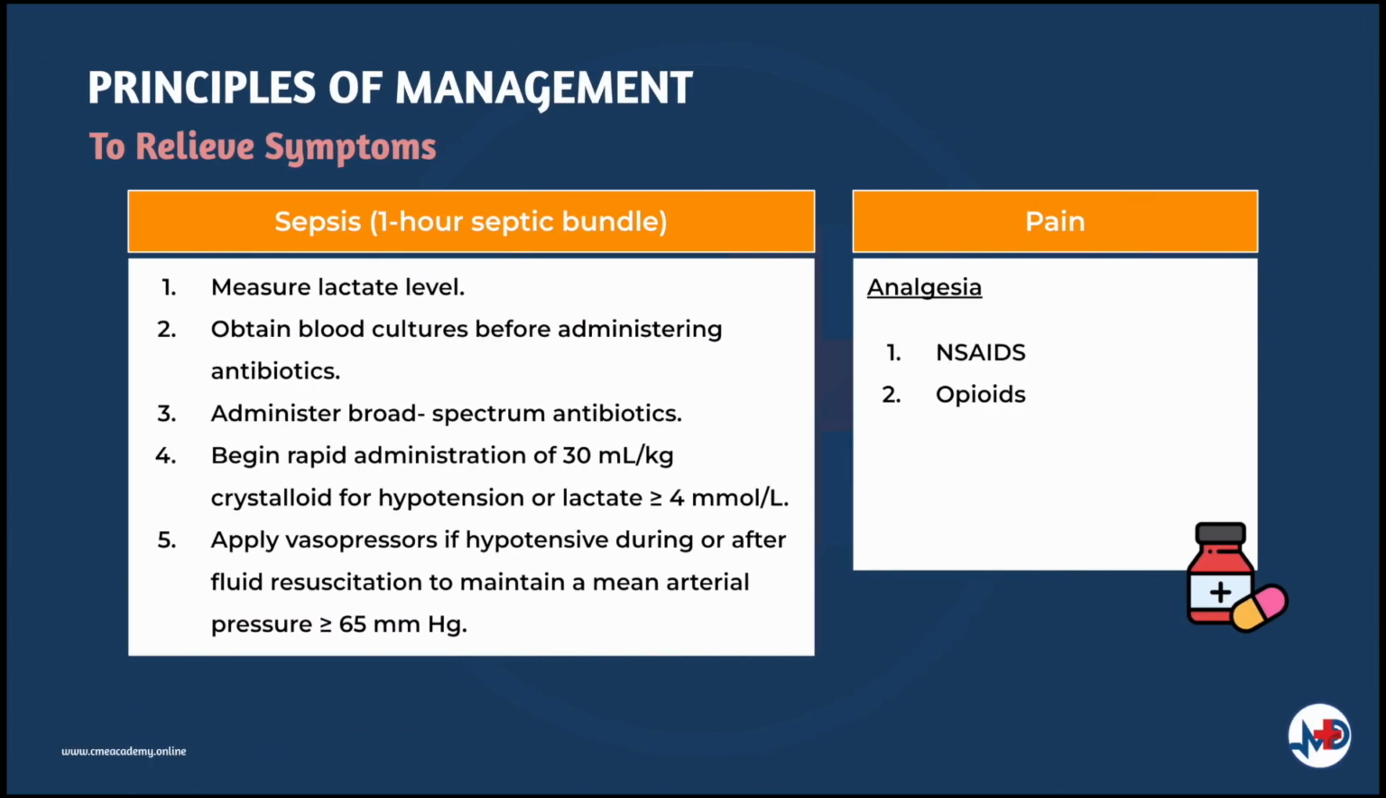Now, we are going to talk about the principles of management. First, we would talk about how we would relieve the symptoms. As patients might present with complications such as sepsis or septic shock, it is important for the physician to activate the 1-hour septic bundle protocol as soon as sepsis is detected. For patients who are experiencing pain, analgesia such as non-steroidal anti-inflammatory drugs and opioids can be given to relieve pain.